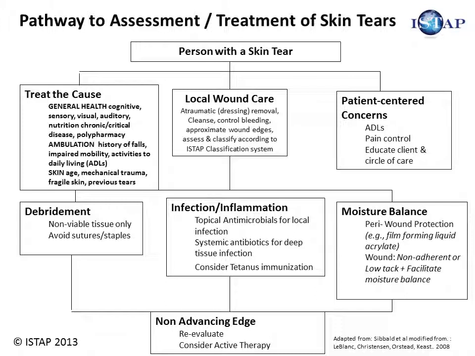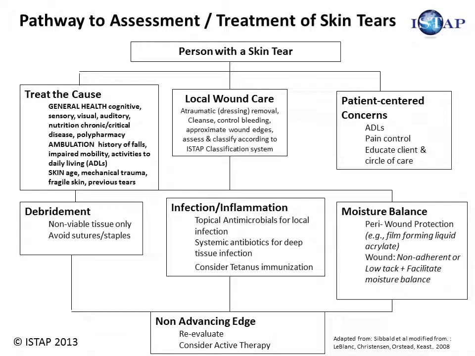And this has been adapted from Dr. Gary Sibbald's original article, looking at debridement of non-viable tissue, avoiding sutures or staples, and dealing with any infection or chronic inflammation: topical antimicrobials for local infection, systemic antibiotics for deep infection, and considering tetanus immunization. Obviously, that's a big and very important point here. And then looking at the moisture balance in terms of the dressing selection.